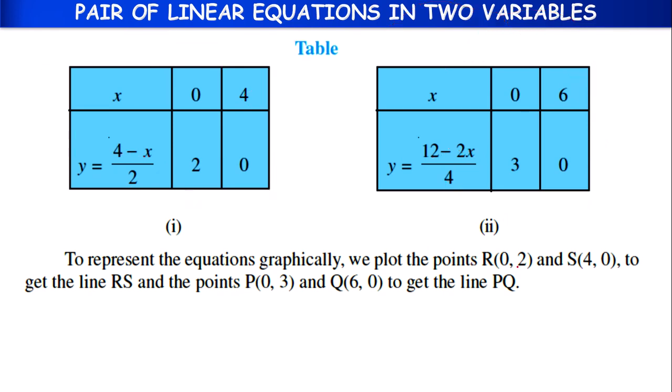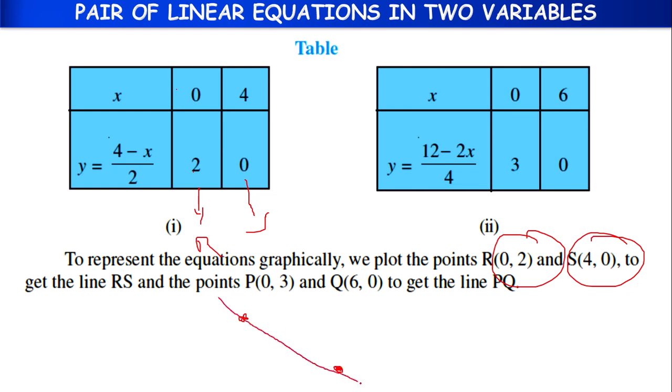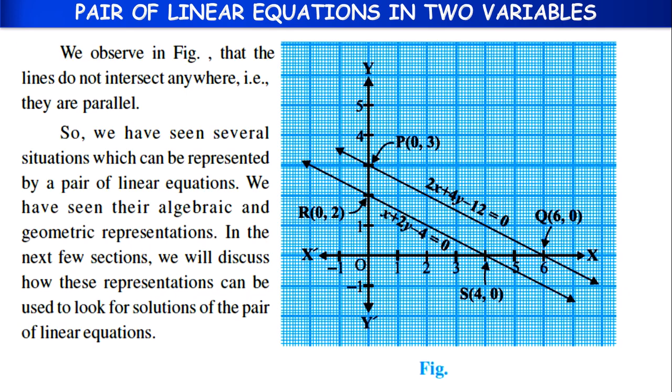So, with the help of this, 0 comma 2 and 4 comma 0, let these points be R and S. If we join these two points, we will get a line. And 0 comma 3 is a point, 6 comma 0 is a point. If we join these two, we will get another line. So, let's draw the graph here.